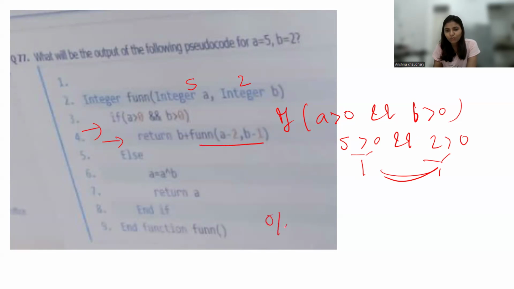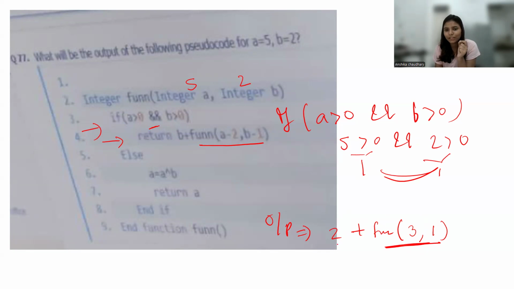So what will be our output basically? B plus. So b was 2, plus there is a recursive function call a minus 2. So 5 minus 2 will become 3, right? B minus 2, that means 1. So this time we need to make a function call for these parameters. Again the same thing will happen. We will check if a is greater than 0. So 3 is greater than 0. Yes, this condition is also going to be true. And b is greater than 0. Yes. So the complete if condition is going to be true only.